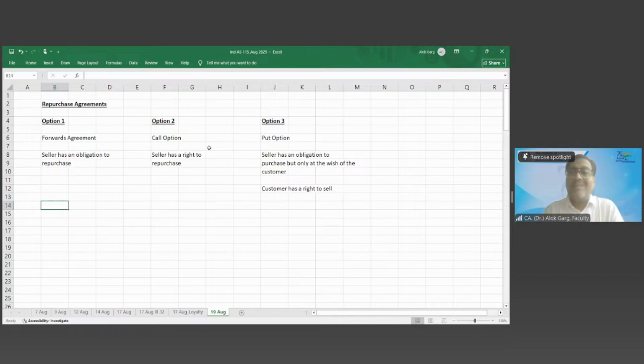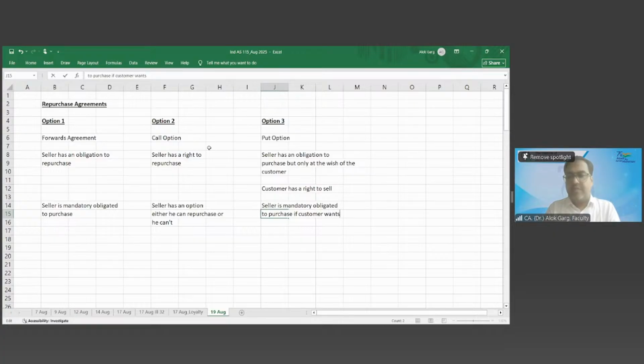Seller has an obligation to repurchase means mandatory. Seller is mandatorily obligated to purchase. Here, seller has an option. Either he can repurchase or he can't. Okay. Here, seller is mandatorily obligated to purchase if the customer wants to sell. Otherwise, no.